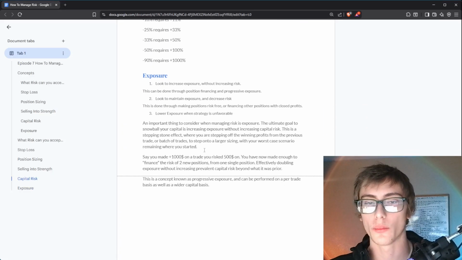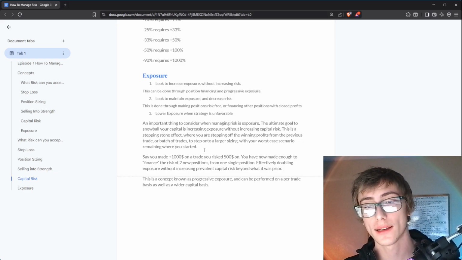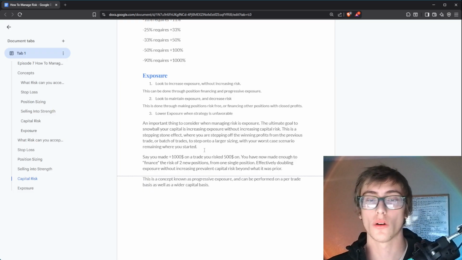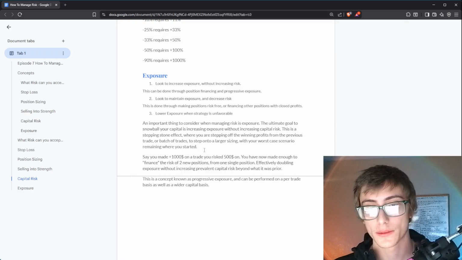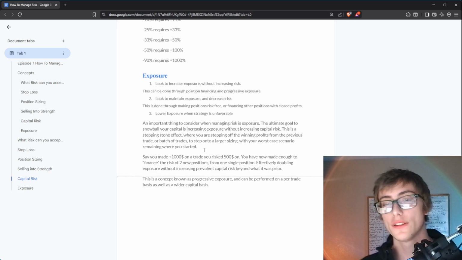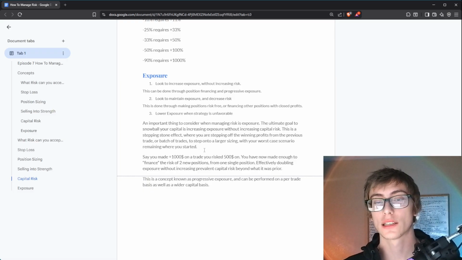So now I'm going into the final point of exposure. You want to look to increase exposure without increasing risk. This can be done through position financing and progressive exposure. Position financing, I will go over at the bottom section of this. So point number two, look to maintain exposure and decrease risk. So this is done through making positions risk-free or financing other positions with closed profits. So stop loss break even would maintain exposure and decrease risk. Stop loss in profit, etc., etc.